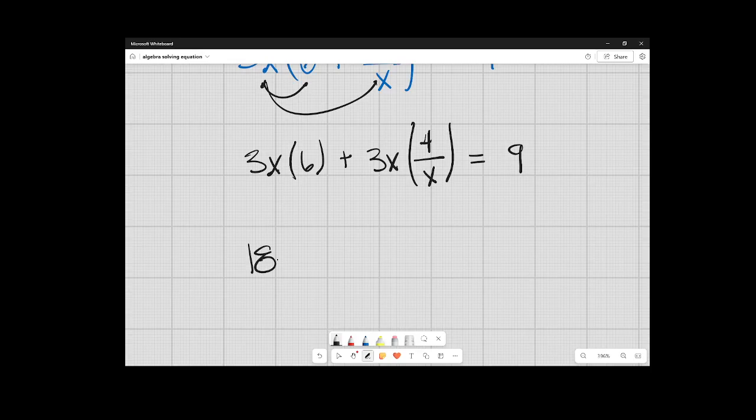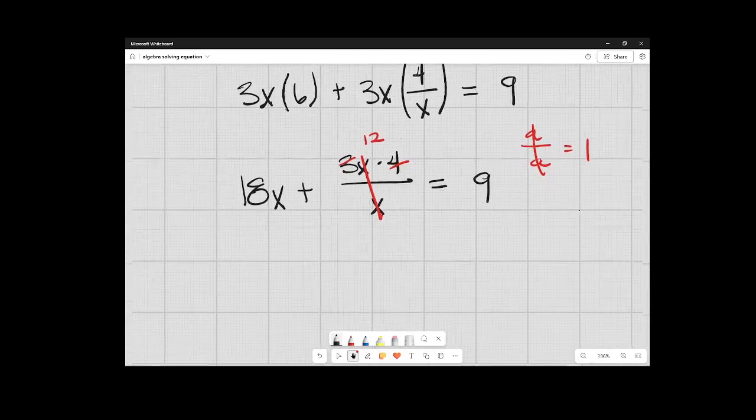It turns out to be 18x. And then this one's a little more tricky, but if you understand the multiplication of fractions, this should be no big deal. Basically, what's happening here is I'm saying 3x times 4 over x, right? Well, 3 times 4 is just 12. And then I already said that any number over itself is just equal to 1. So that just cancels out. It's basically like saying 12 times 1. Okay, and then we also still have this equal sign and a 9 over here.